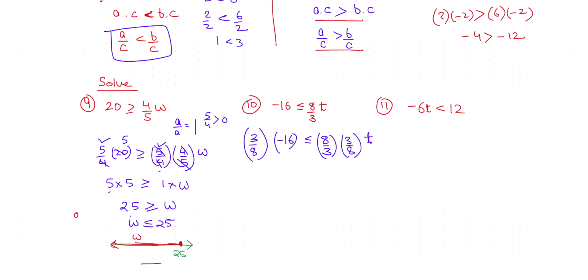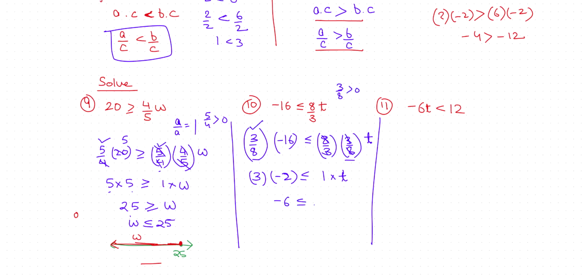To solve this, we will multiply by 3 by 8 on both sides. Now we simplify this. So this gives 3 times minus 2 is less than, this cancels 8 by 8, 3 by 3, so this gives 1 times t. Remember, we are not multiplying by a negative number here. We are multiplying by 3 by 8, which is greater than 0, so we do not change the sign. So this gives minus 6 is less than or equal to t, or we can say t is greater than or equal to negative 6.